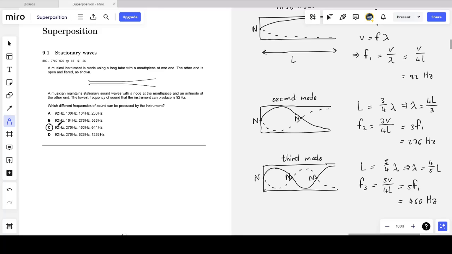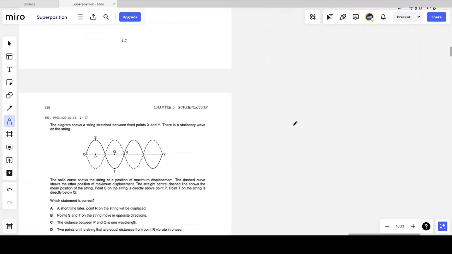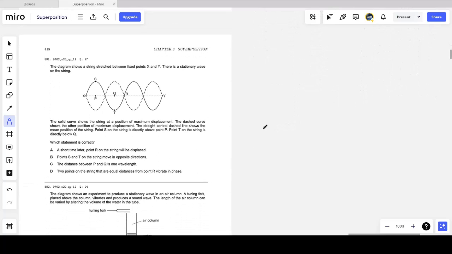You didn't need all the calculations that I did, but if you were stuck, just remember what your pictures look like. You always have nodes at the fixed points, at the closed end of a pipe that is closed at one end, and then an antinode at the open end where the sound wave can have the greatest amplitude. An antinode is the point of greatest amplitude. That was quite a long question, but quite a common type of question that you will see in superposition.